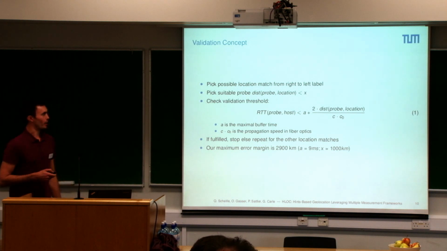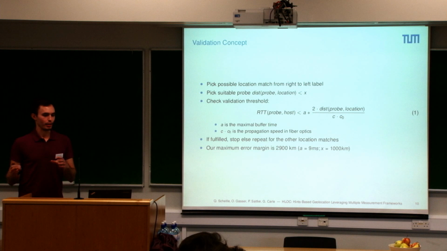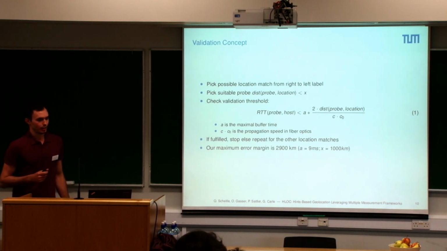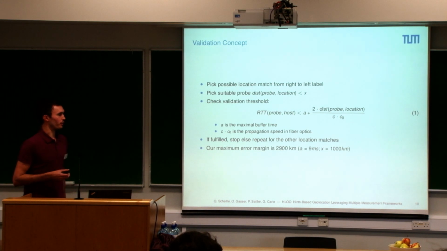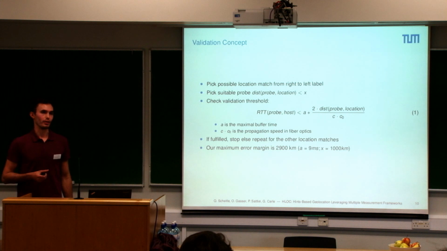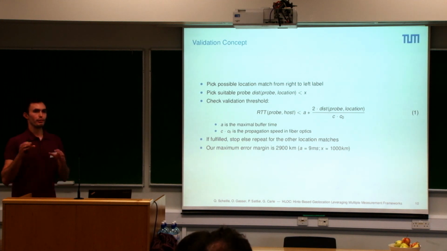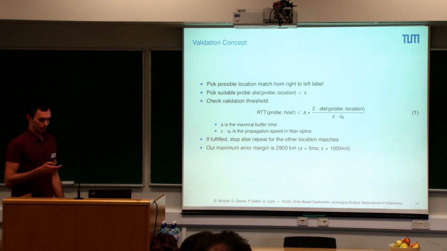So how does the validation concept look? We pick a possible location match from the right to the left label, and then we pick a probe which is close to this location. Then we have a threshold to validate this location. A in this case is the maximum buffer time, because we suspect that the packet sits in buffers when traversing routers. And this is the speed of light in fiber optics. If this validation threshold is fulfilled, we stop. Otherwise, we conduct additional measurements from other probes. In that case, our maximum error margin is 2,900 kilometers, and that is determined by X and A. Of course, if you conduct your own measurements, you can configure A and X to your liking, and thus restrict the error margin as you want.